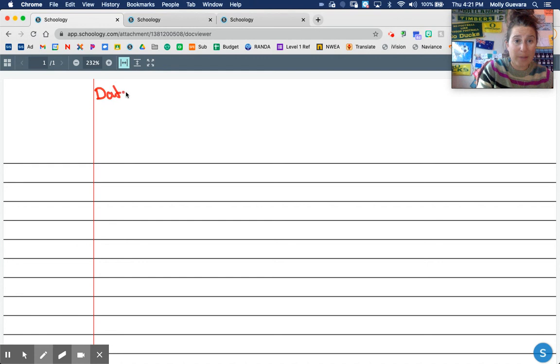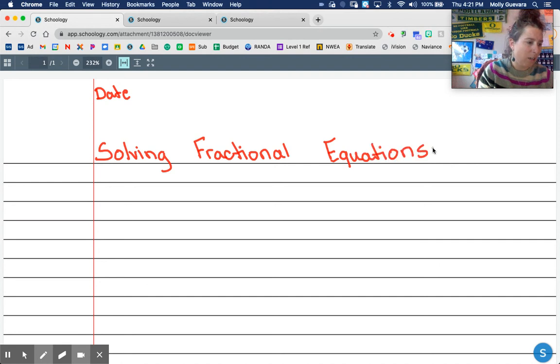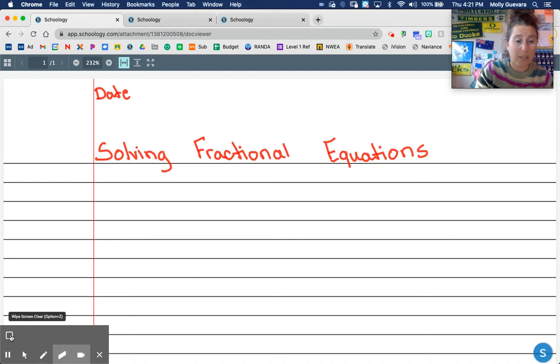So as always, make sure that you date the top of your notes. And then the title for today's notes is solving fractional equations. So what we're going to do today is write down the steps, step 1, 2, 3, 4. How do we solve these equations? And then we're going to do a couple examples where we review it and go over it.